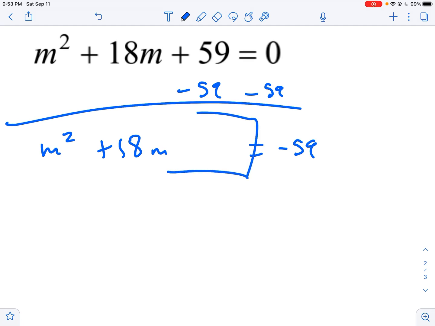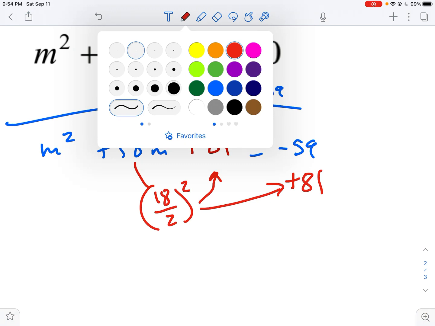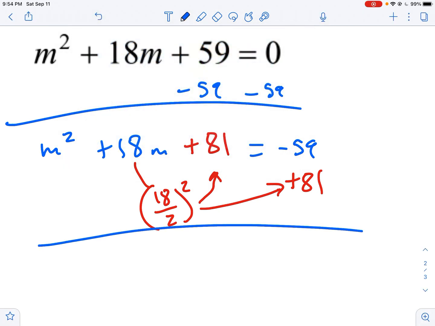I am purposefully putting a space here because I know I'm going to take this 18m. I'm going to take the 18, cut it in half, and square it. If you take 18, cut in half, you get 9. You square it, you get 81. So I'm going to add 81. That is not 81, that's 18, sorry guys. 81. And what you do on one side, you got to make sure you do on the other side as well. So I'm going to add 81 over here too. And what that does is it gives me on the right side, I don't want to mess this up and be totally embarrassed again. So negative 59 plus 81 is 22.